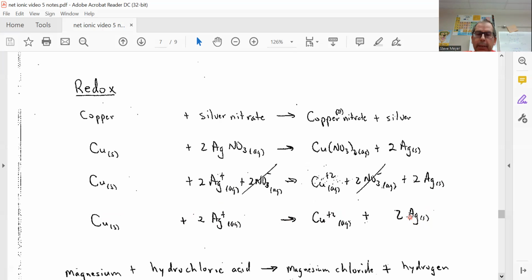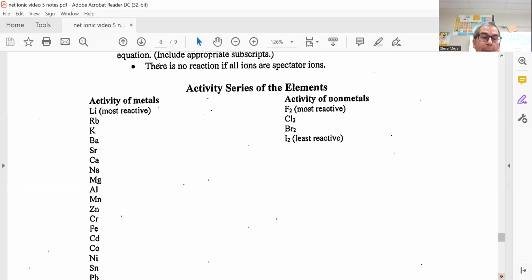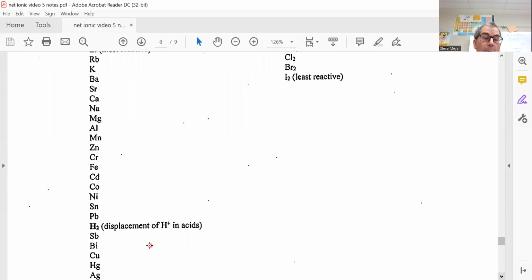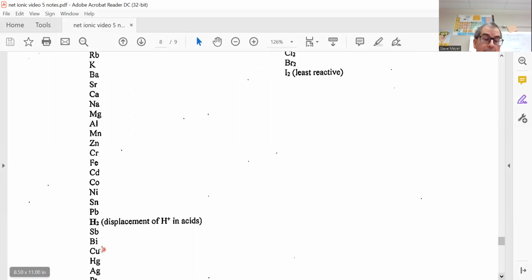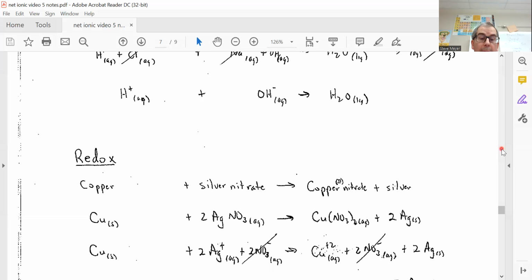Now, let's just take a look at the table to make sure this is not a no reaction. So I'm going to look at my activity series, which is right here. Remember, the ones toward the top of the list are more reactive than the ones toward the bottom. So notice I have copper. That's pretty low on the list, but not as low as silver. So copper will lose electrons more readily than silver. Let's see if this is the case for what we have.